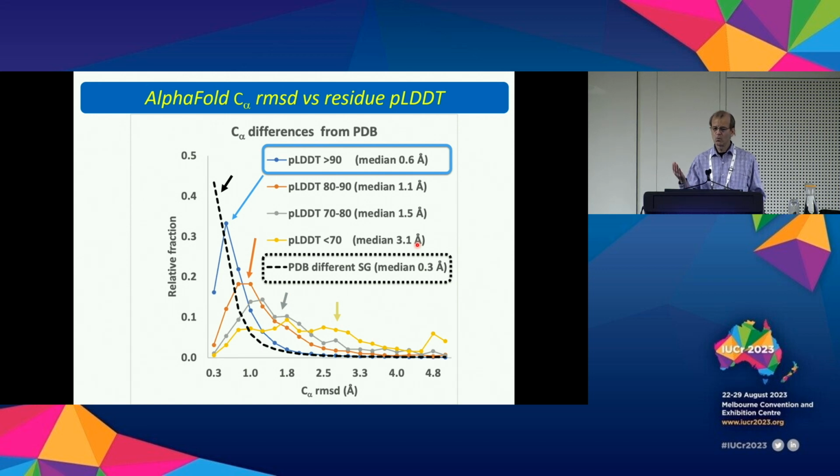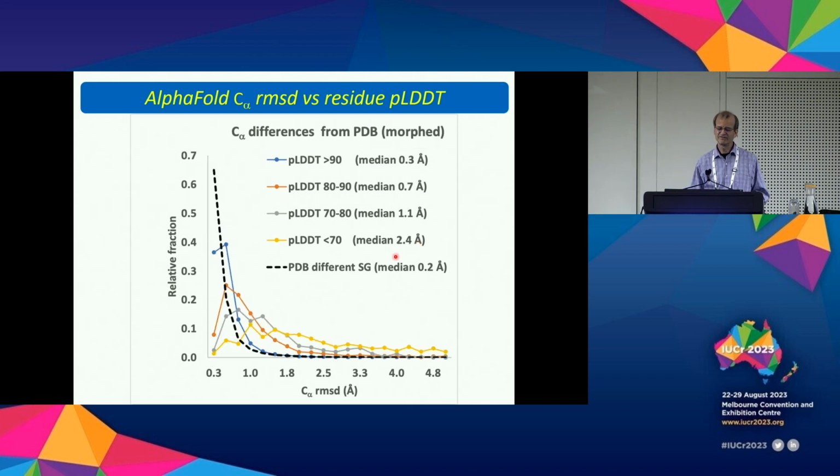Now, this is without doing the morphing. This is just superimposing as is. What if we morph and ask what the local differences are? It's actually very similar, except most everything is a little bit smaller. Now the ones from the PDB are 0.2 angstroms, and the PLDDT greater than 90 are now 0.3. So everything is just scaled down a little bit. About half of the differences are local, half are global.